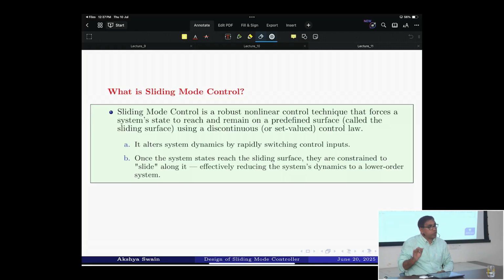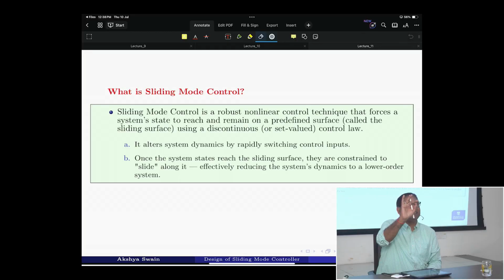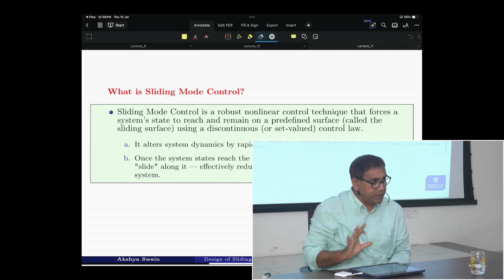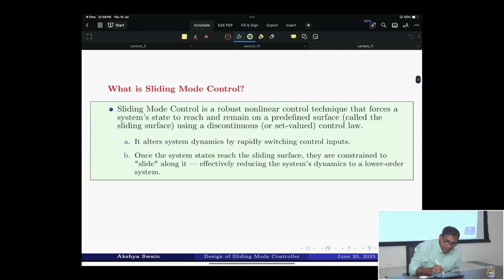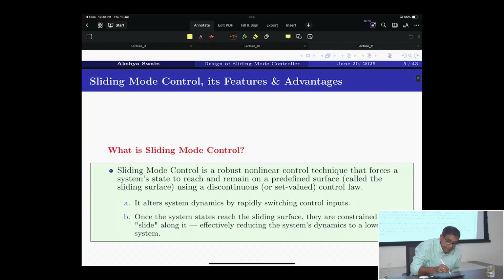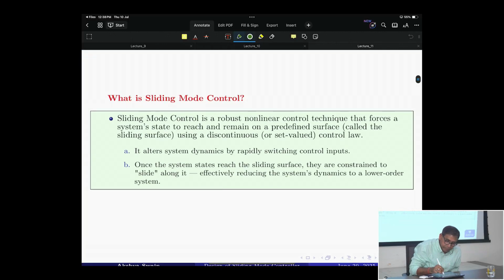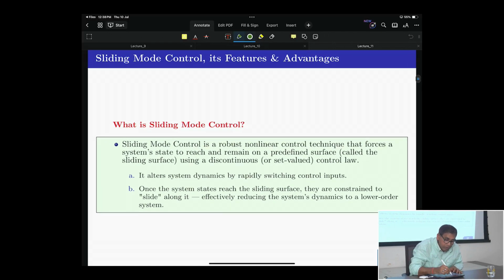This controller is a robust controller. That means it has got some robust property. It is a nonlinear control technique. The control law is not linear. U is equal to minus kx is linear. This is not linear. It is a nonlinear law. Its system state reaches and remains on the predefined surface. You cannot understand; I will give an analogy shortly. Then things will be clear. Using a discontinuous control law.